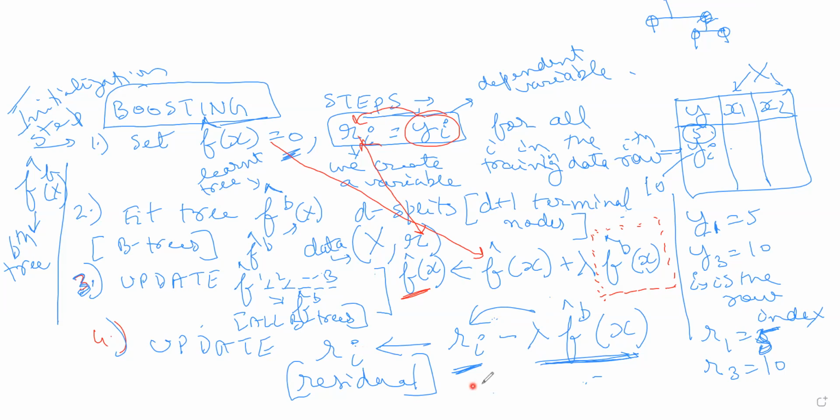Now let us write down the final step. When to stop, how many times do we need to do it? The final step is you do it for the sum of lambda times f-hat b of x, where b goes from 1 to capital B. That means do it capital B times and divide by B. This whole thing is your new predicted value of the decision tree.